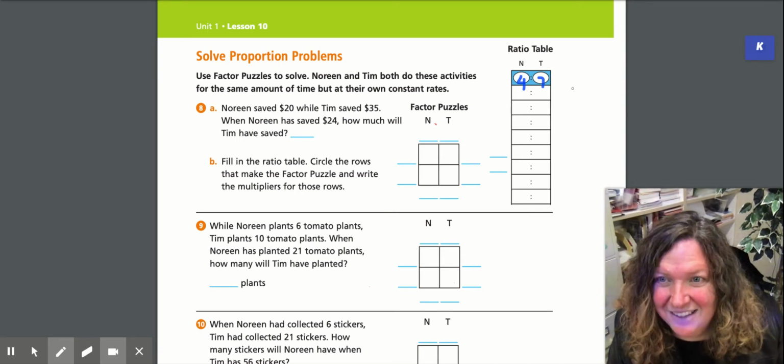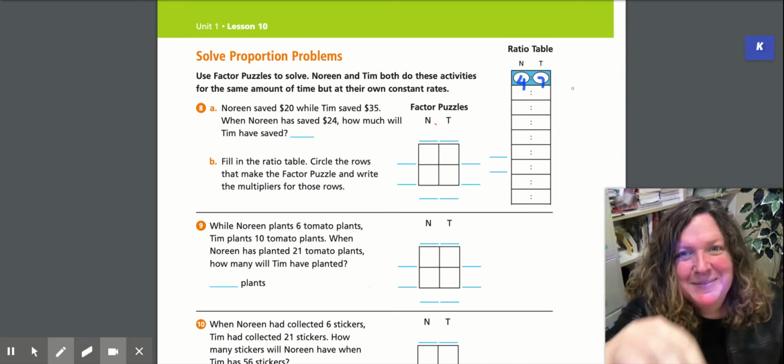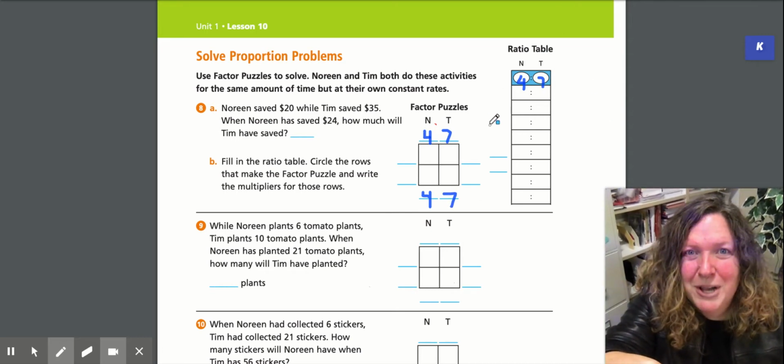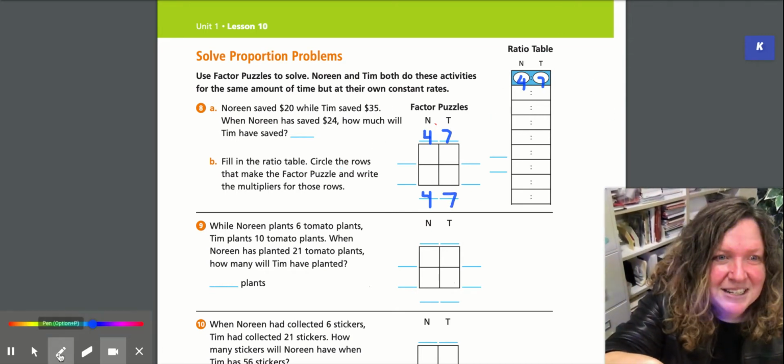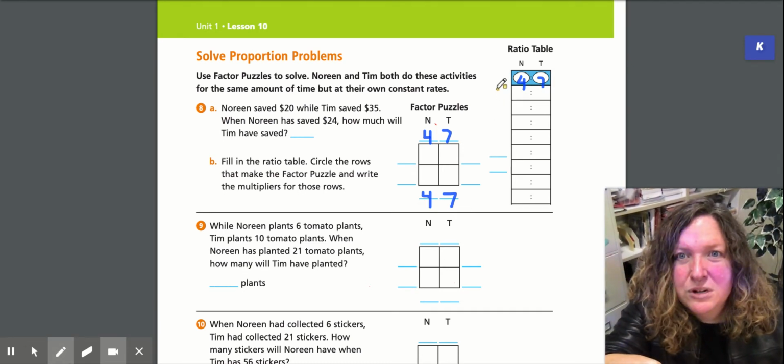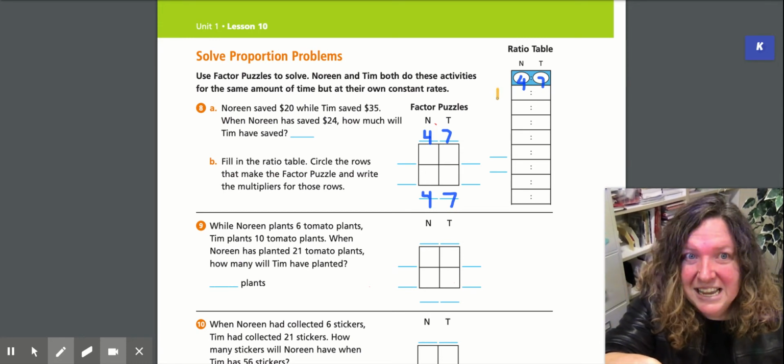Right away, as soon as I have the basic ratio, 4 and 7, I know that those are going to be the numbers for the factor puzzles, the 4 column and the 7 column. See how those things match up? Okay, now let me take a different color. Let's say this is the first time they save. Noreen saves $4, and Tim saves 7.